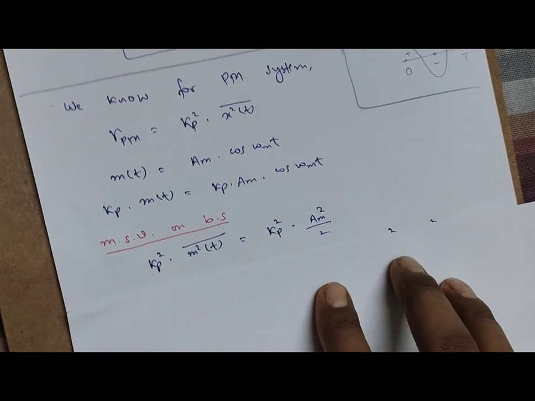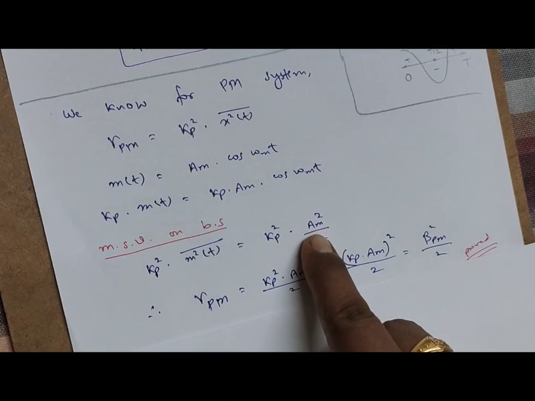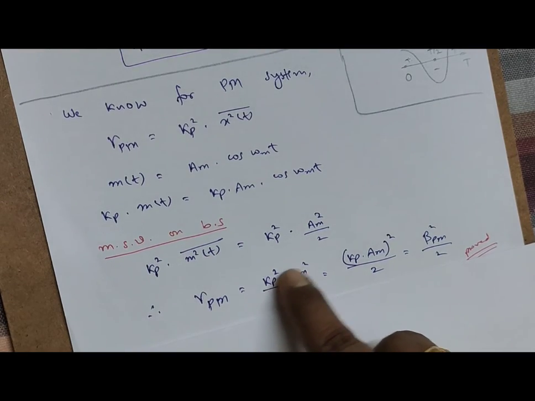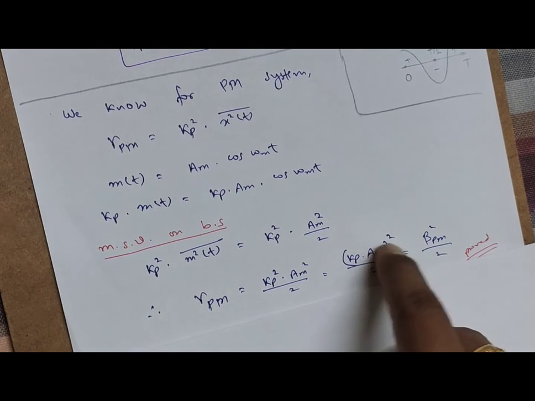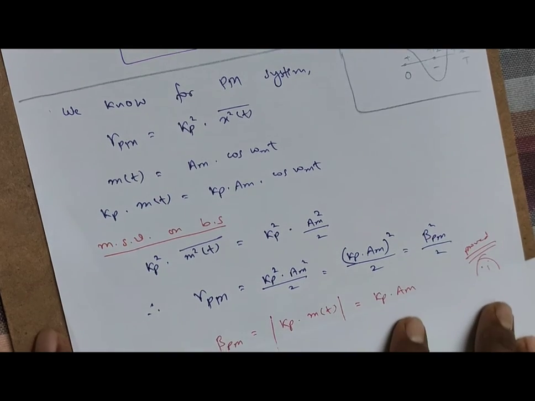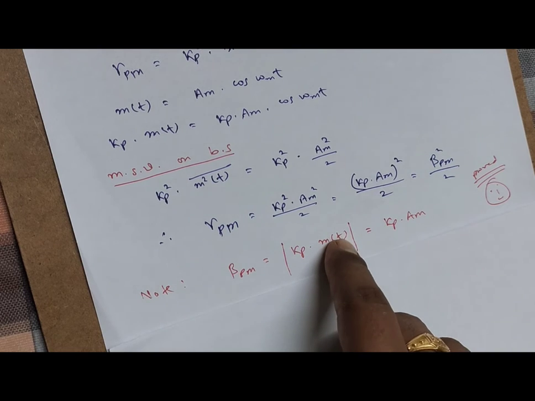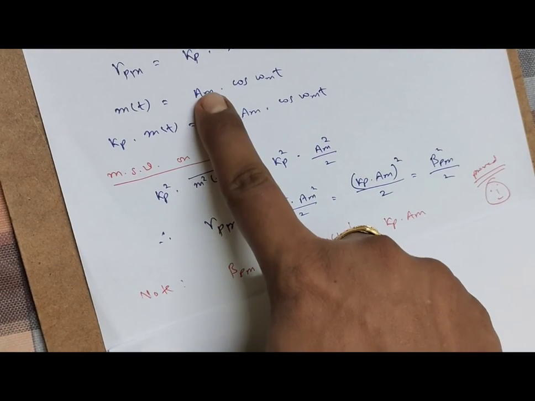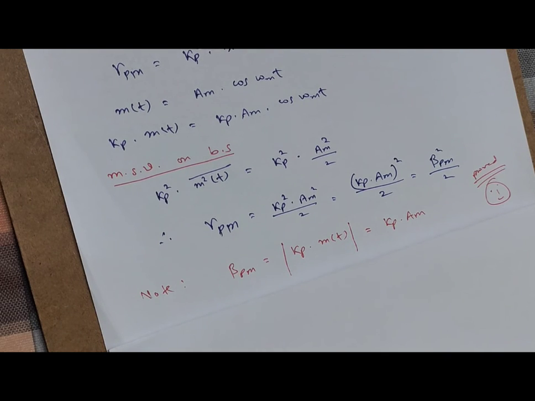Now let us put it here. What is gamma PM? Gamma PM is equal to Kp square into Am square upon 2, right? And what is the numerator? The numerator I can write as (Kp Am) whole square. Kp Am is nothing but beta PM. What is beta PM here? That is the modulation index for the PM system, equal to the mod of Kp m(t), where Kp is a constant, multiplied by the maximum of m(t). What is the maximum of m(t)? Am, right? So Kp Am is nothing but the modulation index of the PM system.